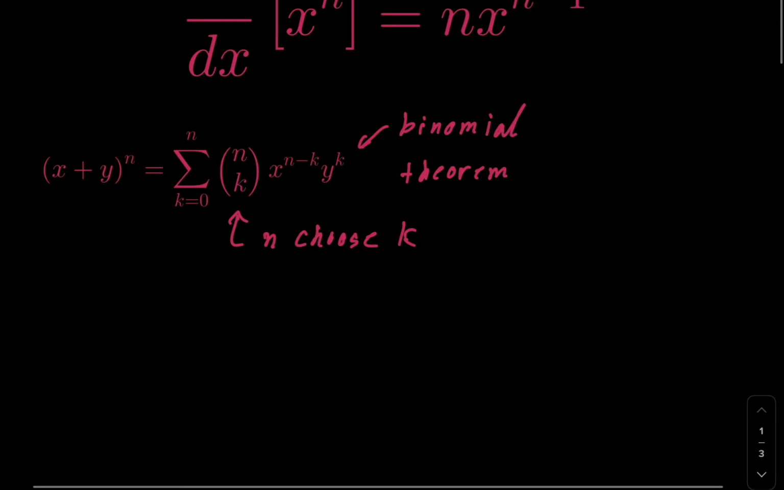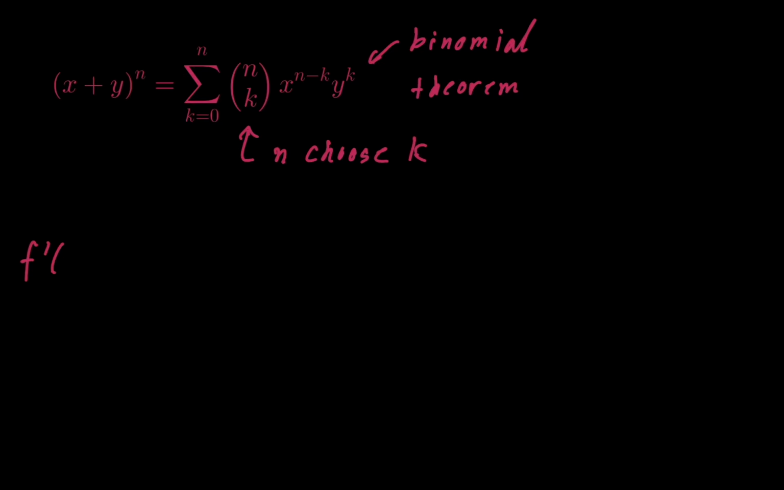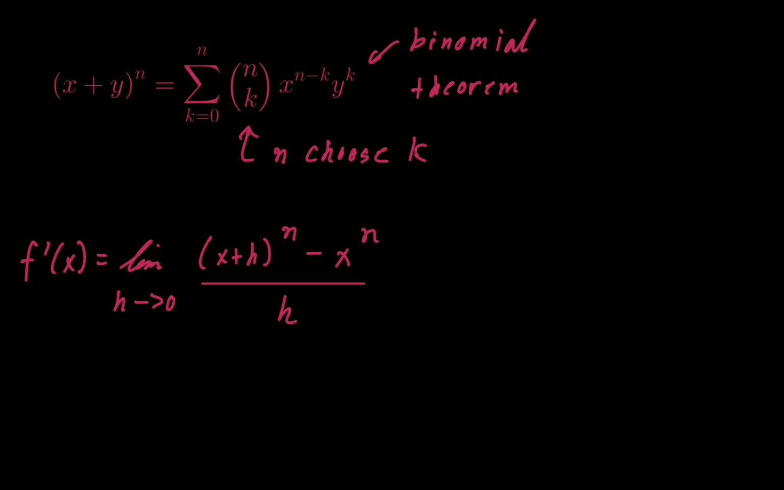All right. So let's go ahead and prove this. So using the limit definition, we're going to have f prime of x equals the limit as h approaches 0 of x plus h to the nth power minus x to the nth power, all divided by h. Now, we can immediately use the binomial theorem to help us out. And we're going to expand this piece right here.